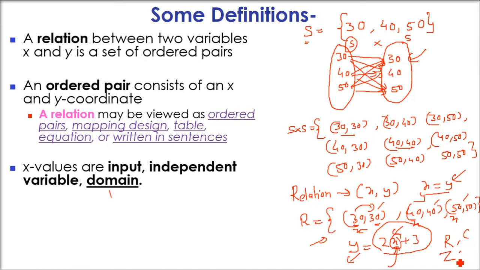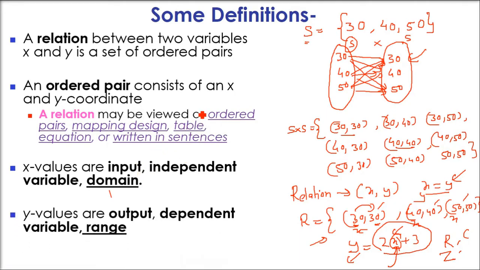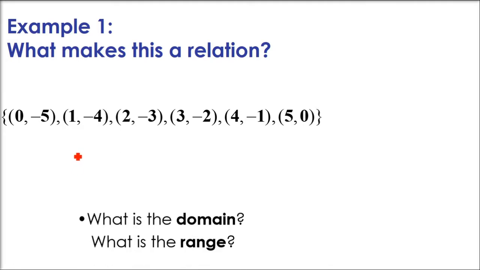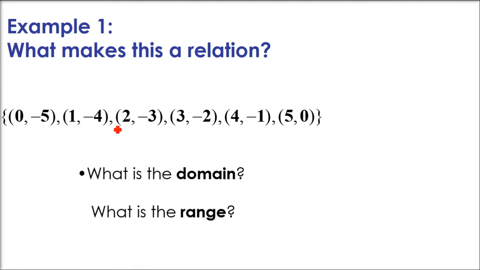X is taking any value from the defined set, but Y is not able to take any value. It is the dependent variable. What makes this a relation? First thing first, this is an ordered pair. It might have come from some Cartesian product.